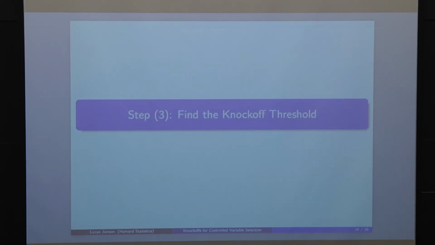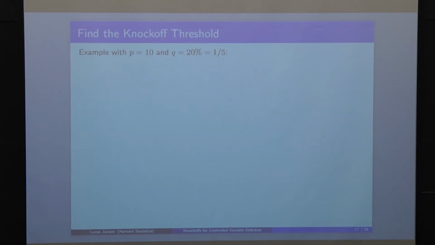Okay, and finally, let me walk you through this step 3, which I've referred to a bunch of times but haven't told you a lot about. So I'm going to do this by an example. So suppose Q is 20%, and we have 10 dimensions, so that I can actually plot these on a number line. So here are my WJs.